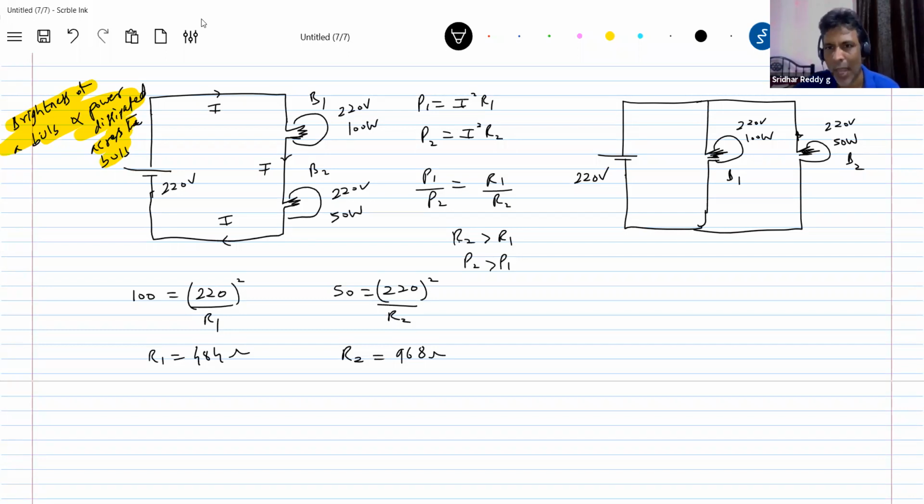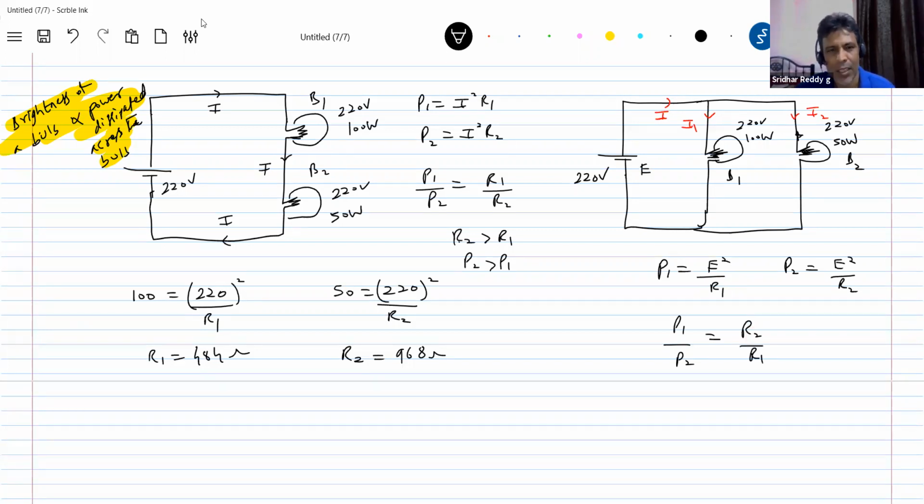I'll bring them in parallel. When I connect them in parallel, the current I will branch out. This will be I1, this will be I2. What is the power dissipated across each bulb? Instead of calculating I1, I2, I directly know the potential drop. What is the potential drop? 220 volt only. This is the applied voltage. So power dissipated P1 equals E square by R1, and P2 equals E square by R2. Look at here now. So P1 by P2 equals R2 by R1.